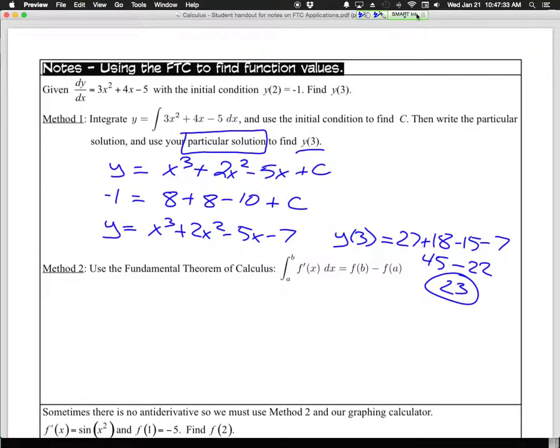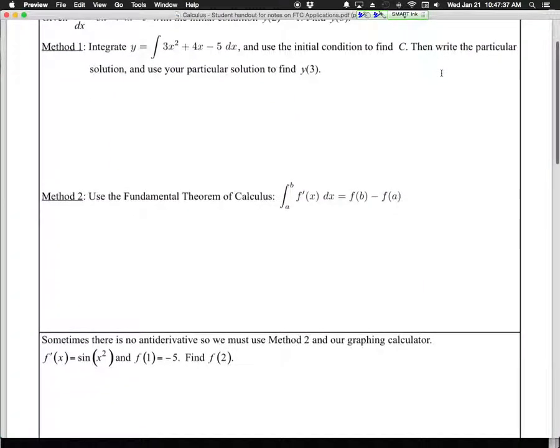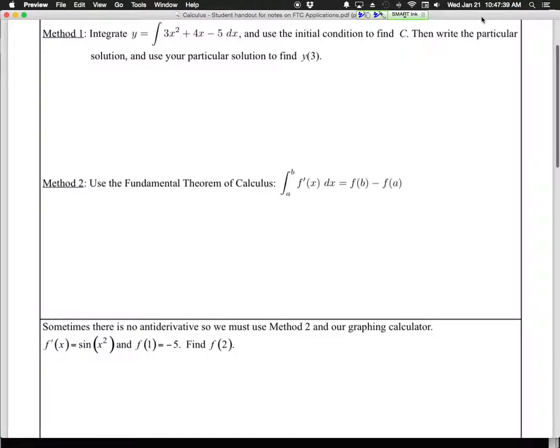We want to use the fundamental theorem of calculus. It is not going to be hard. It's going to be easier. And this is the way you need to use it. The AP people like the fundamental theorem of calculus. This is what we need to use, and there are some problems where you have to use it. You have no choice.